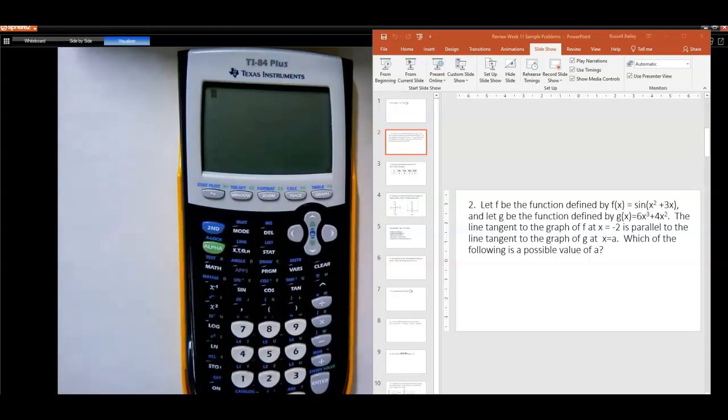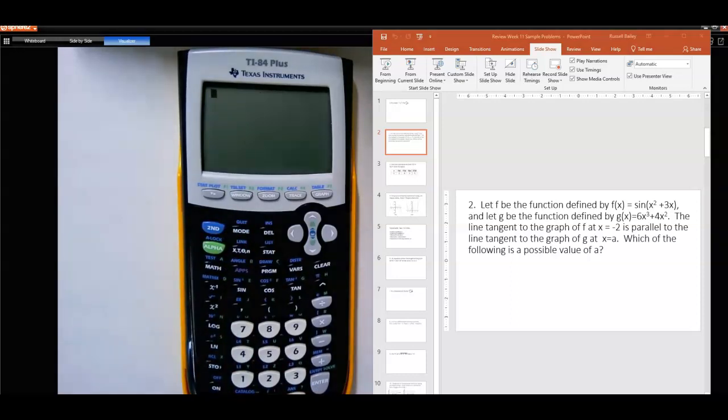Now, as I told you guys before, what I want to do is find where f prime of negative 2 equals g prime of a. Well, the first thing I'm going to do is find out what f prime of negative 2 is. Okay, so we want to find the derivative of the f function, which I stored under y1, at negative 2. So how do we do that?